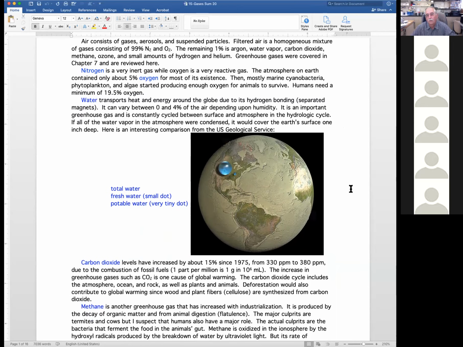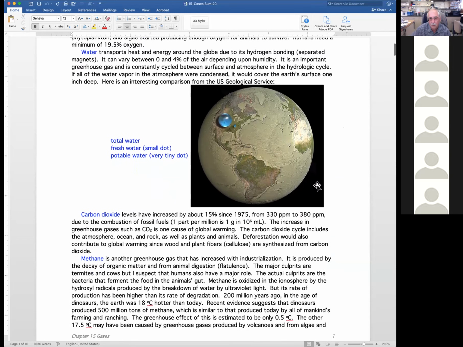But as you know, water is extremely important, but you have no clue how important it really is. This drop right here, this sphere, represents all the water on planet Earth. Does that surprise you that it's so small? We're known as the water planet. And you see that little dot right there? That's all the fresh water. That's all the water in lakes and streams and everything. And you see that tiny, tiny little dot right there? You might not even be able to see it. That's all the potable water, all the drinking water.